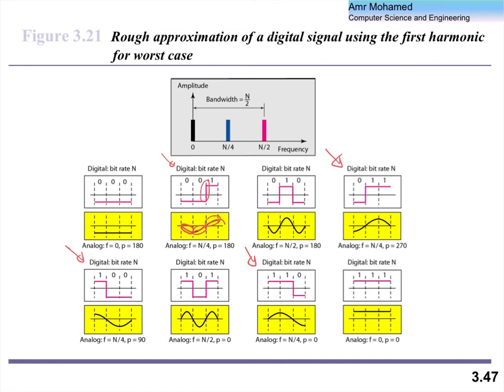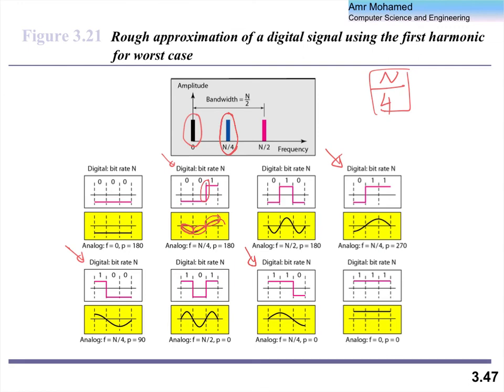So if I have n bits per second, what is the frequency of the sine wave? It's n over 4, right? Which is this component here. So either I have a sine wave with frequency 0, which is this component, or I have a sine wave with frequency n over 4, because I can use one single cycle of a sine wave to represent 4 bits.